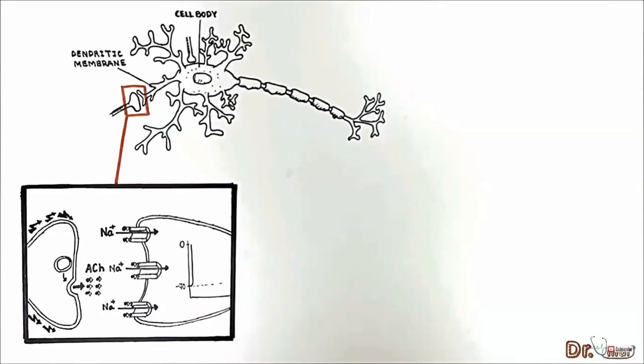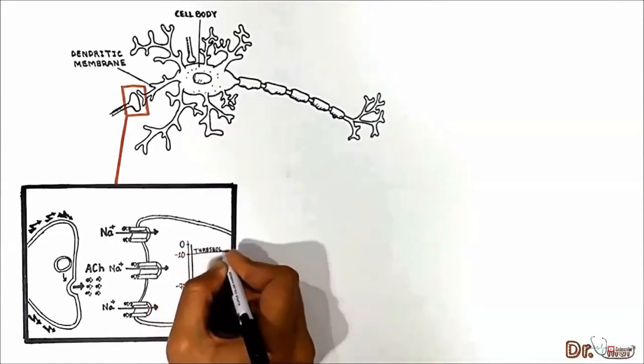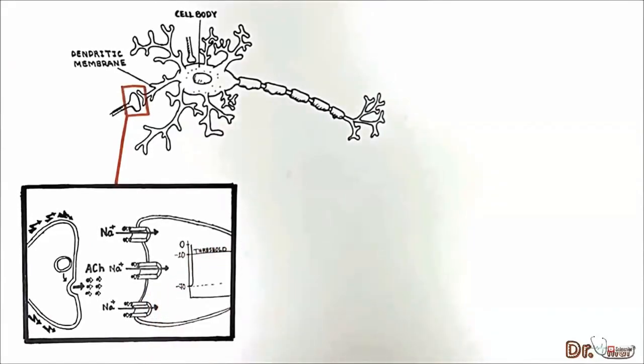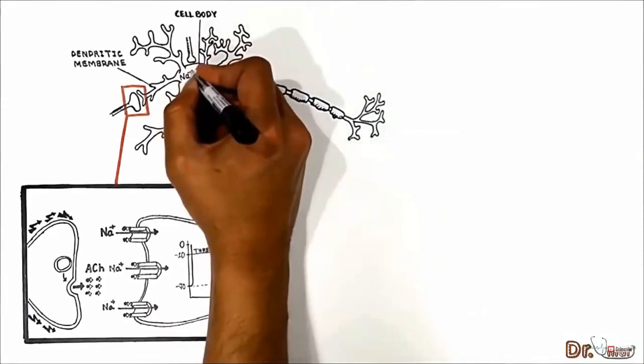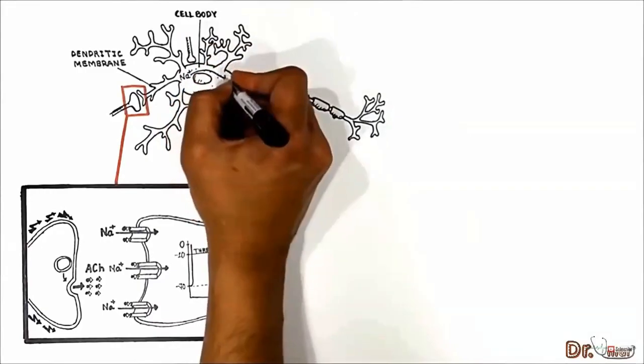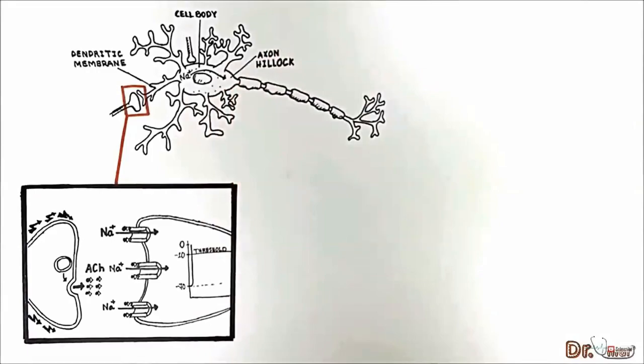It is very important to know that at -10 millivolts, we have the threshold potential. When we reach the threshold potential, the current travels along the dendritic and cell body membranes up to the axon hillock. It is important to know that at dendrites as well as at the neuronal body, the current flow cannot initiate an action potential because here we do not have fast voltage-gated sodium channels.